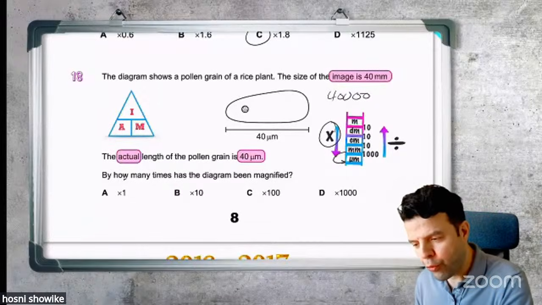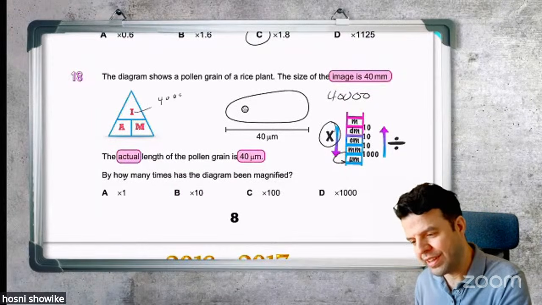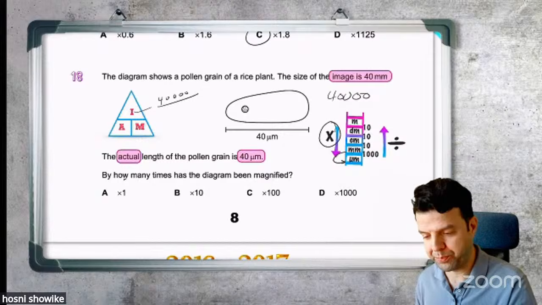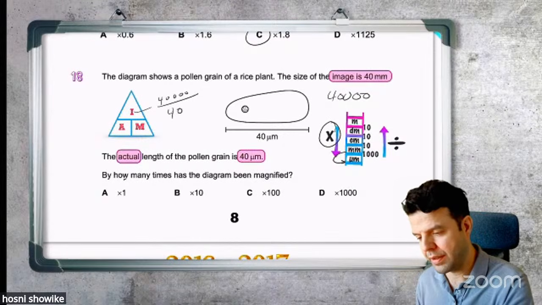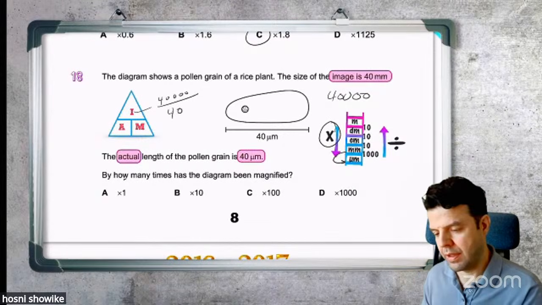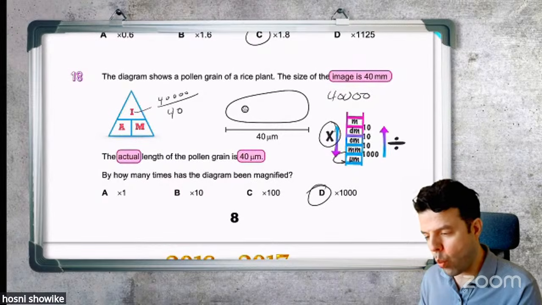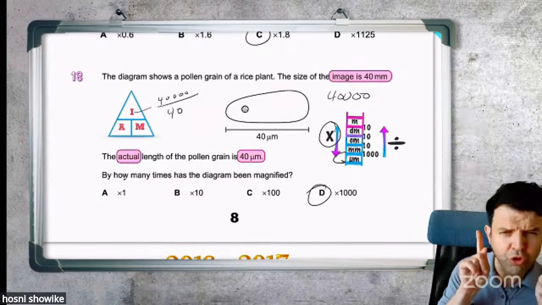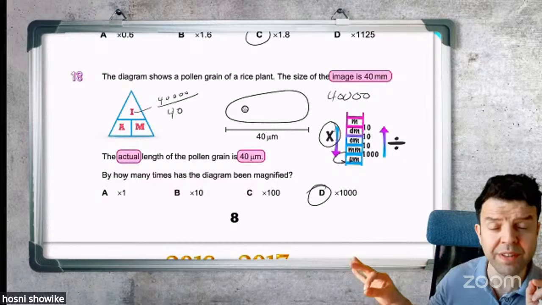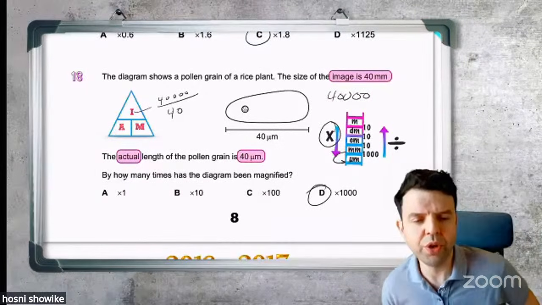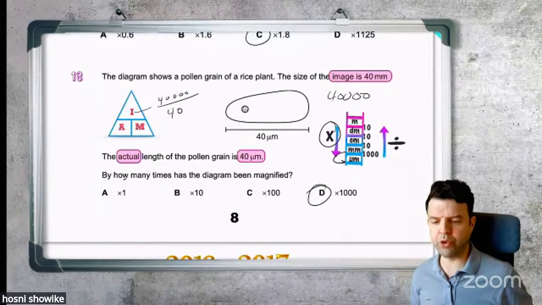Now, 40,000 divided by 40, that's what? That's going to be 1,000. Okay, so check the units. Most of the times, they're going to give you units that are not matching. So that's your task.